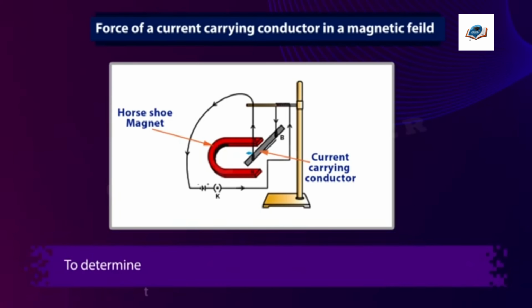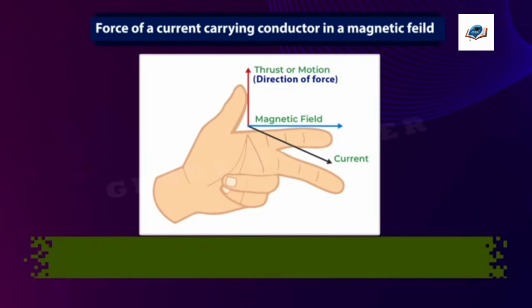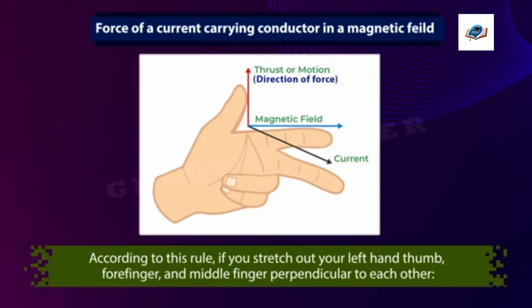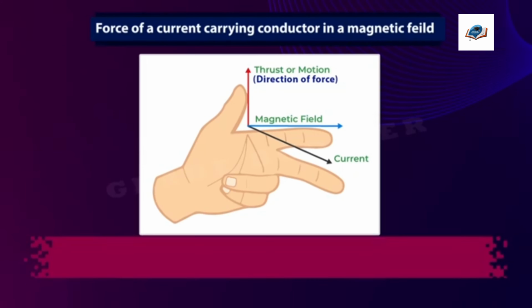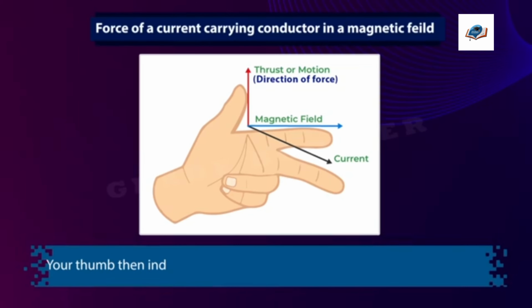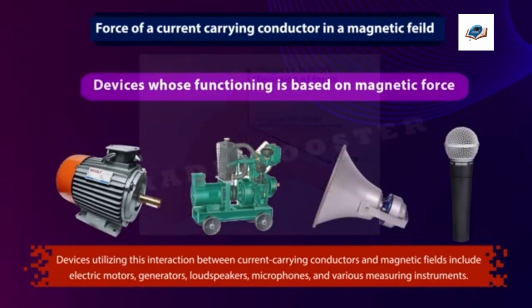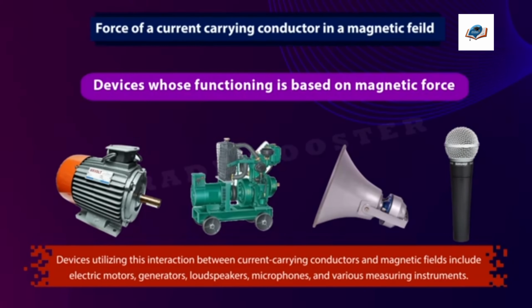To determine the direction of this force, we use Fleming's left hand rule. According to this rule, if you stretch out your left hand thumb, forefinger and middle finger perpendicular to each other, your forefinger points the direction of the magnetic field, your middle finger points the direction of the current, and your thumb then indicates the direction of the force acting on the conductor. Devices utilizing this interaction between current-carrying conductors and magnetic fields include electric motors, generators, loudspeakers, microphones, and various measuring instruments.